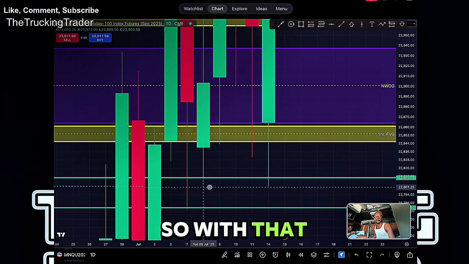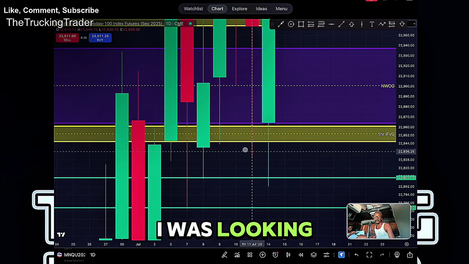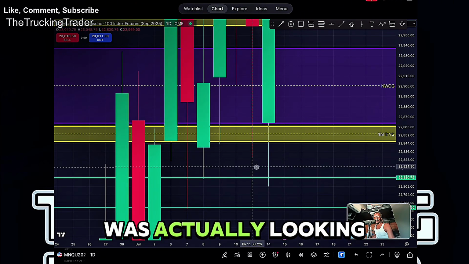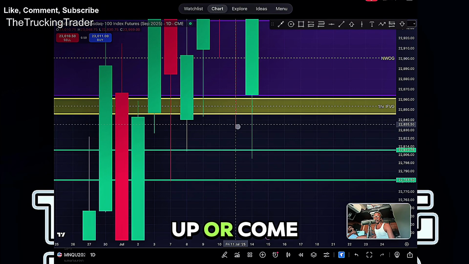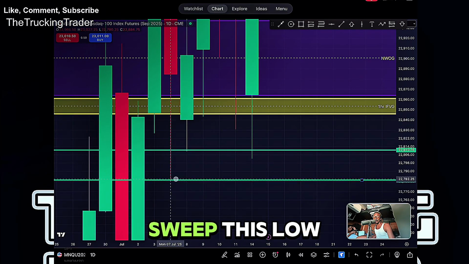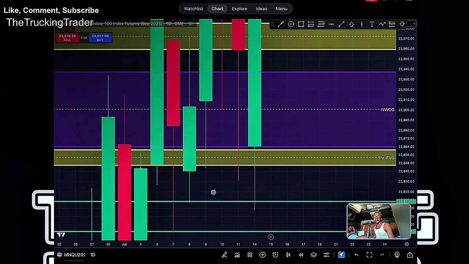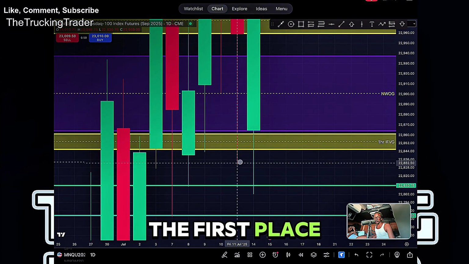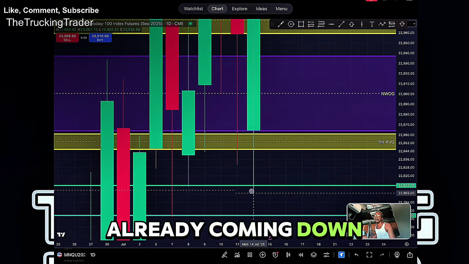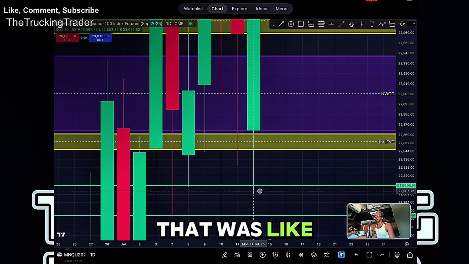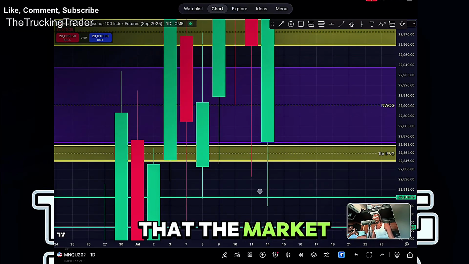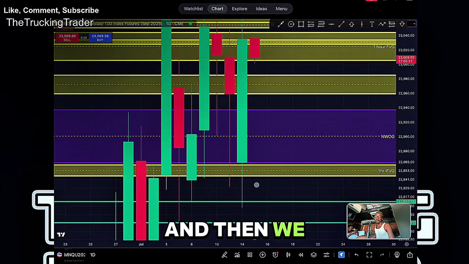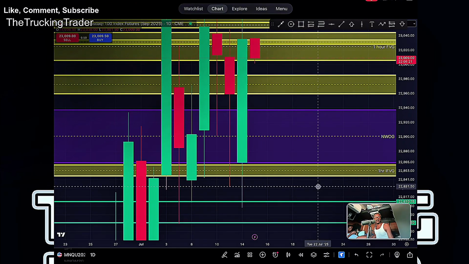So with that being said, I was looking for the market to actually go up, right? I was actually looking for the market to either go up or come down here and sweep this low, right? But because we didn't want to get all the way down here in the first place, the first time the market was already coming down, that was already an indicator that the market could want to keep going up, right? And then we had this new week opening gap.